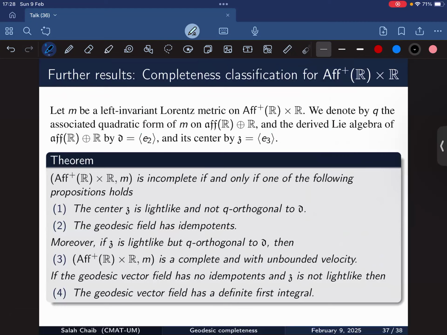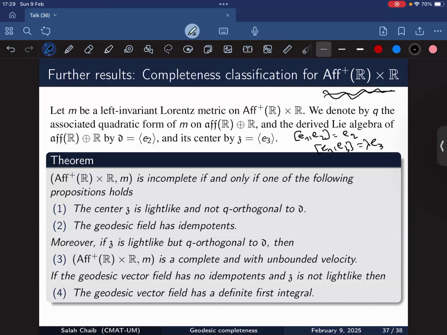So the classification is more interesting in the case of affine plus R times R, which is one of the hyperbolic algebras we stated in the beginning. So they are of the form [A1, A2] = A2, [A1, E3] = lambda E3, and E2 commutes with E3. This is the case where lambda equals 0.